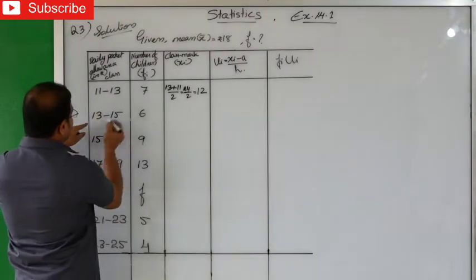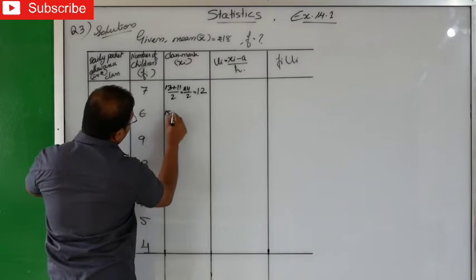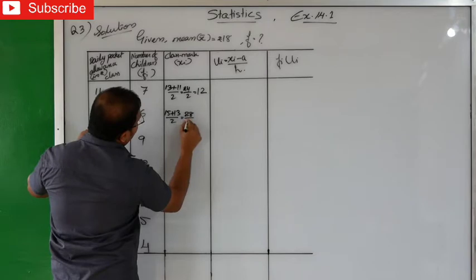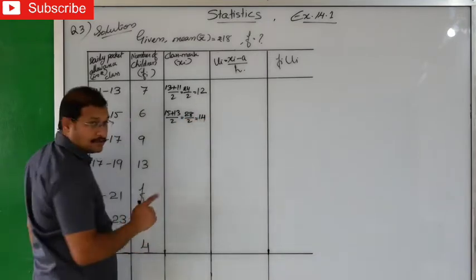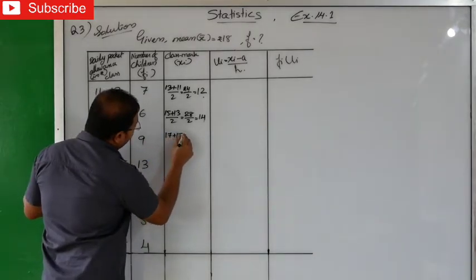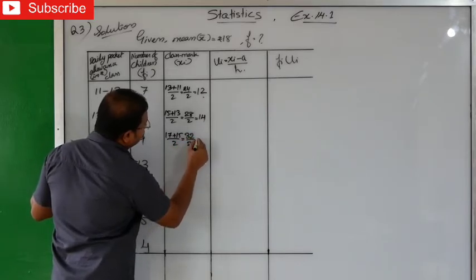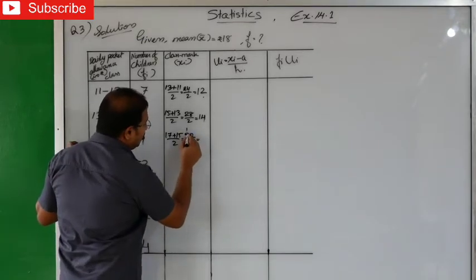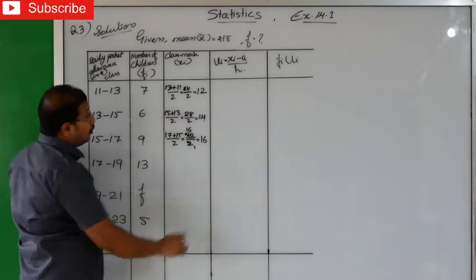Ready? Next step. Next class mark. What will you do? 15 plus 13 by 2 equals 28 by 2 equals 14. I hope you can understand. 17 plus 15 by 2 equals 32 divided by 2 equals 16. 2 ones are 2, 2 sixes are 12. That means 16. So you got it now.